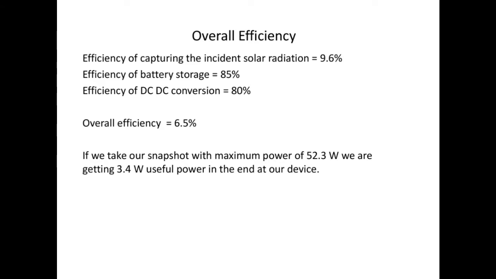It's actually pretty bad. If we take a snapshot of our maximum power, a little time back we talked about 52.3 watts. We're getting 3.4 watts of useful power at the end, at the plug to our phone, and that's really not that much at all when you consider 52 watts versus 3.4 watts. So that's what the numbers at the end of the day help you visualize, really, what you're working with.